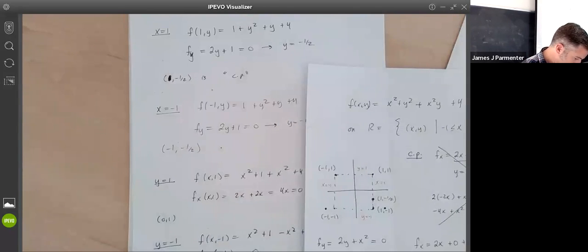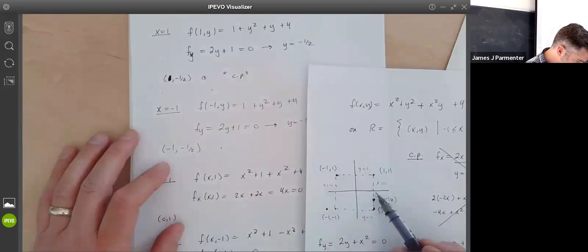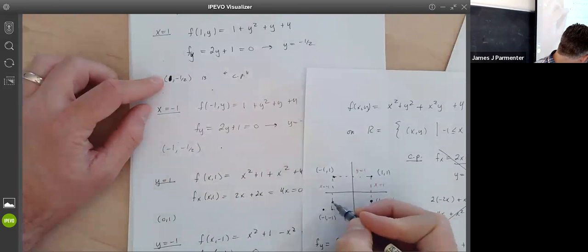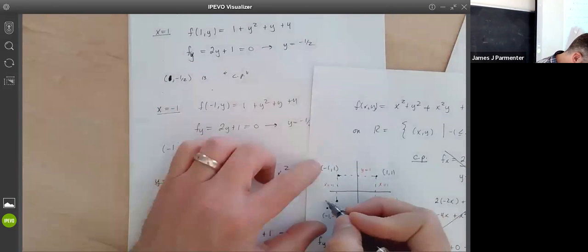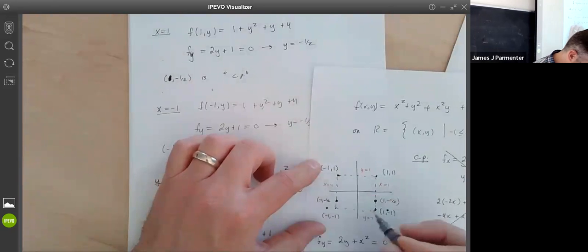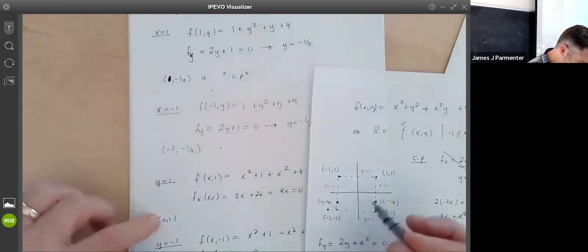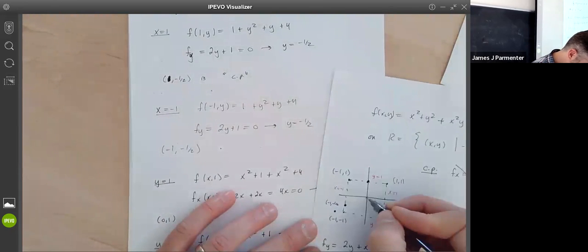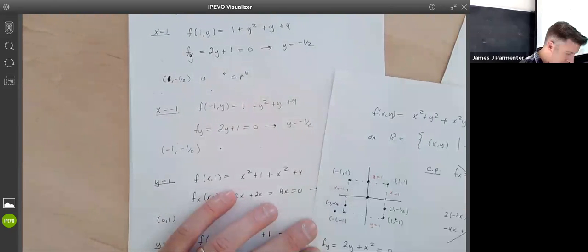So let me plot our other two critical points here. We had +1, -1/2. We have -1, -1/2. And then we have 0, 1. And then we also have the critical point, of course, 0, 0. Okay, so there's our map of all our critical points.